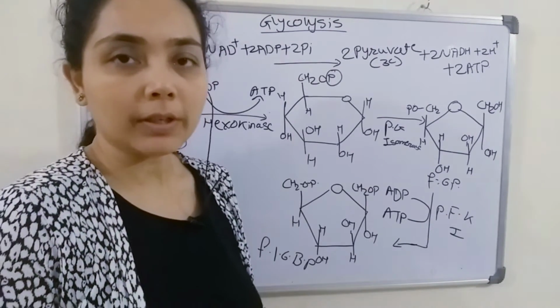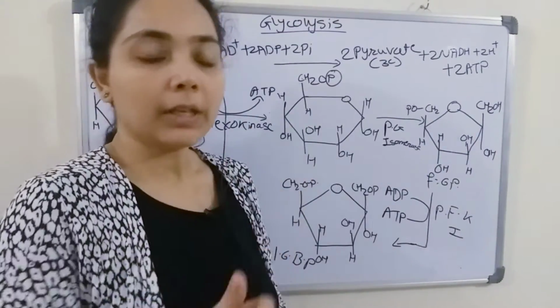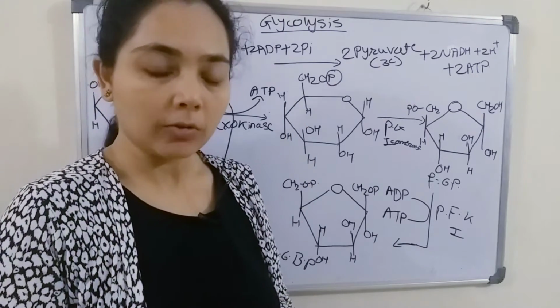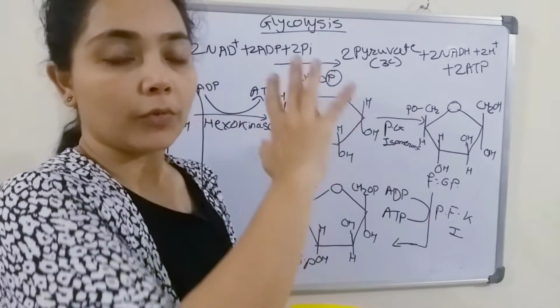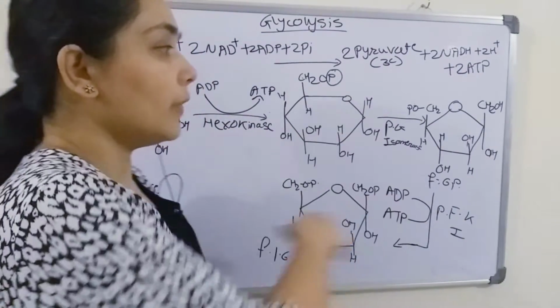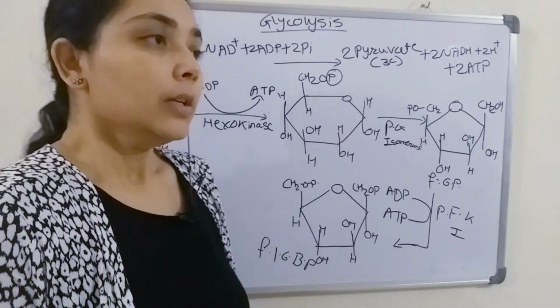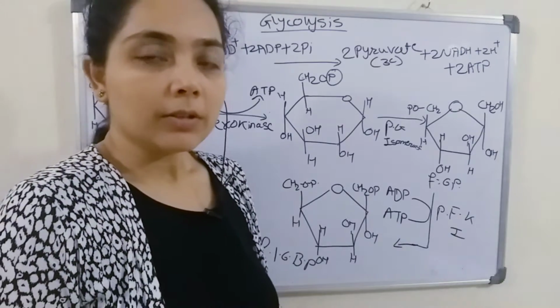We are talking about glycolysis. Up till now we had seen all the 10 steps of glycolysis along with the enzymatic regulations. Today we will have a quick overview of all the 10 steps along with the chemical structure of all the intermediate products. Okay, so what is glycolysis?